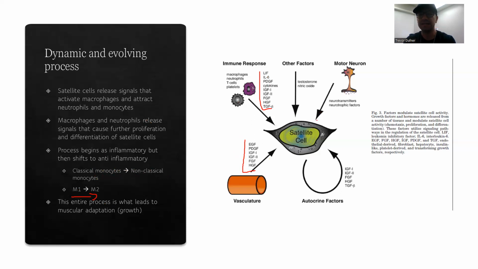But what you see here is that there's feedback loops. There's a lot of different other factors that are playing in here. Your vasculature is a major portion of it. Your neurotransmitters are a major portion of it. The autocrine factors, how the satellite cell interacts with itself, how it paracrine, how it interacts with other immune cells, your testosterone, nitric oxide in the area. All these things are very, very complex, and they all lead to differing responses.